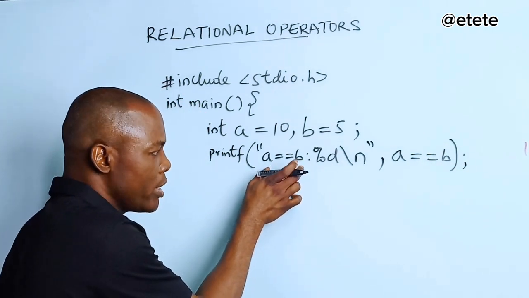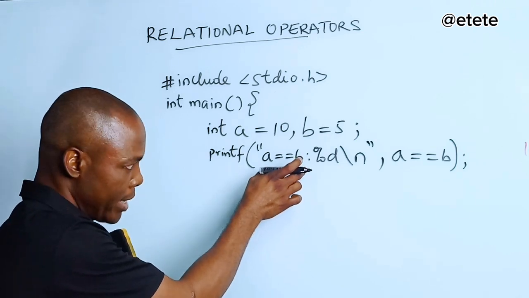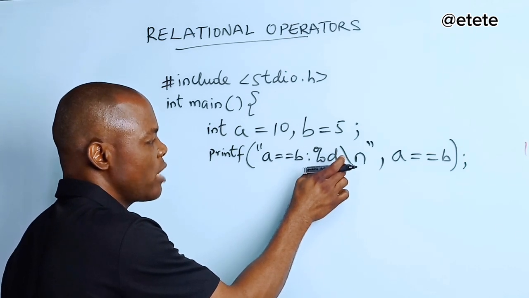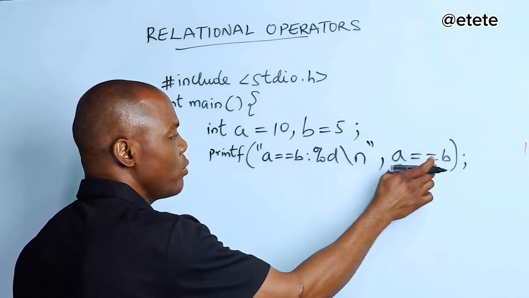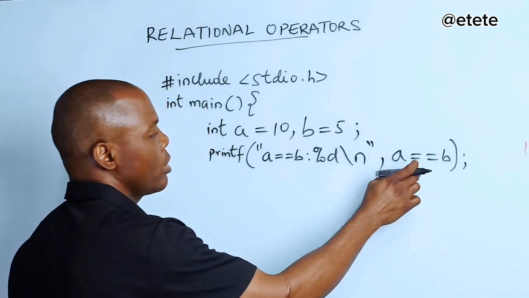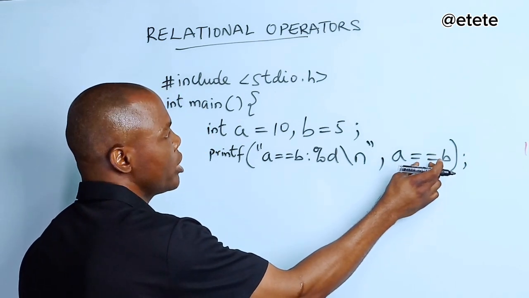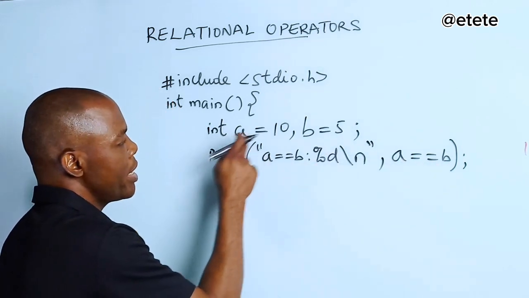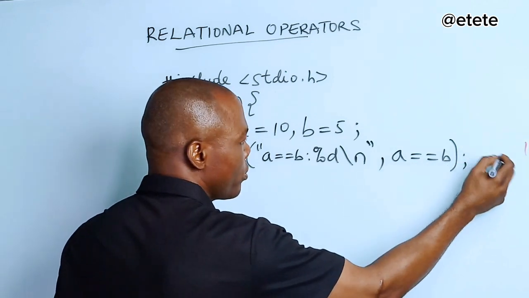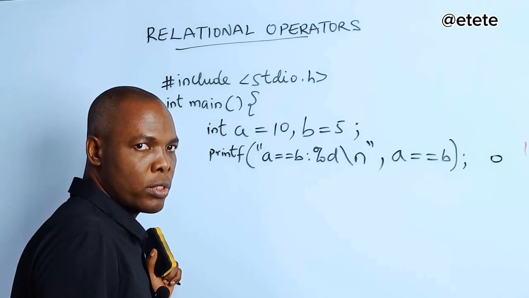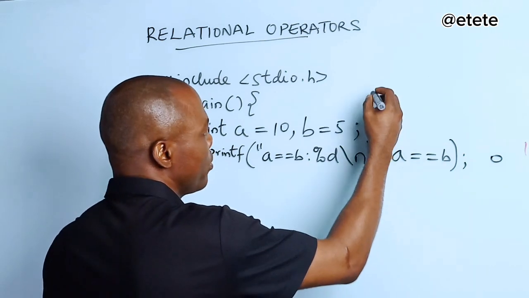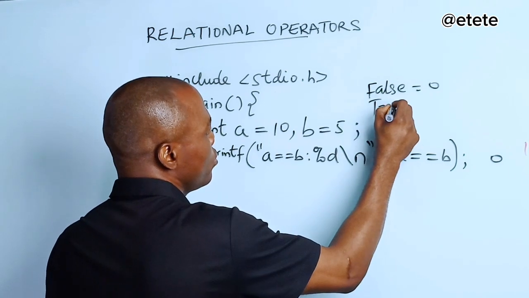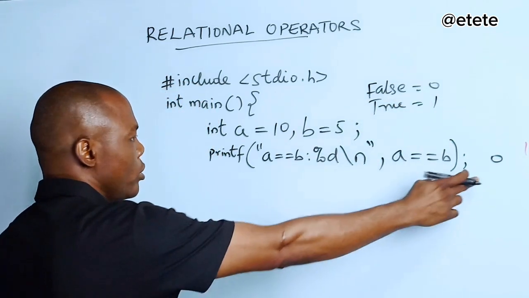So this one is a string literal that will be printed out on the screen like this: a equals to b. Then this is my format specifier that is going to get the value of this decision. So this is the relational operator that is going to compare this and this. Is a equals to b? When it checks, a is not equals to b. So this one will return 0, which is false. So in C, false is represented with 0 and true is 1, right? So this one will return 0.